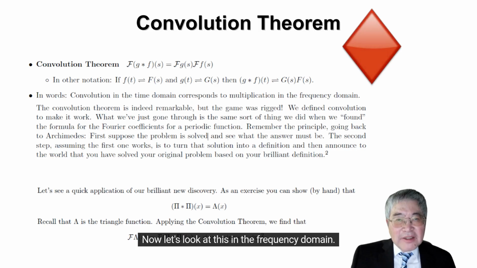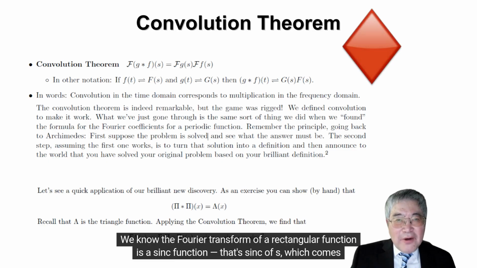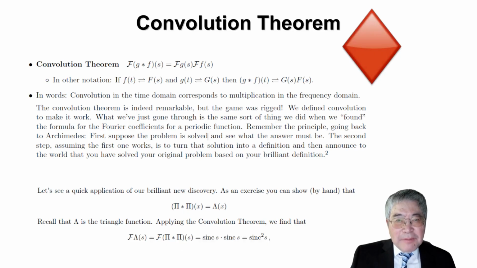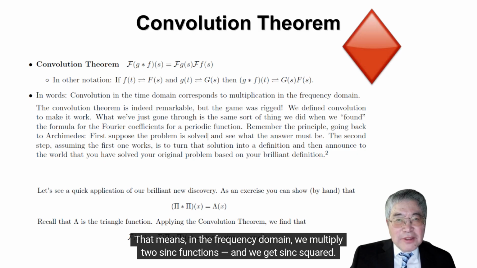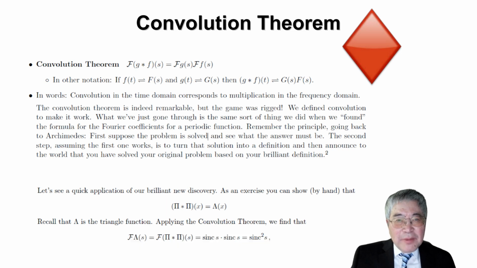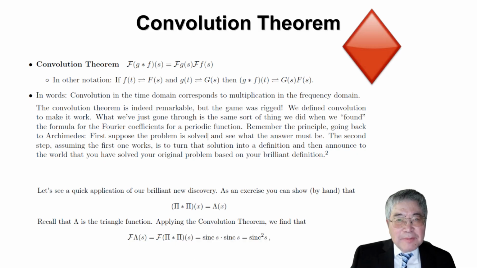Now let's look at this in the frequency domain. We know the Fourier transform of a rectangular function is a sinc function. That's sinc of s, which comes from sine of pi s over pi s. So when we convolve two rectangles in the time domain, we get a triangle. That means in the frequency domain, we multiply two sinc functions and we get sinc squared. So triangle in the time domain means sinc squared in the frequency domain.